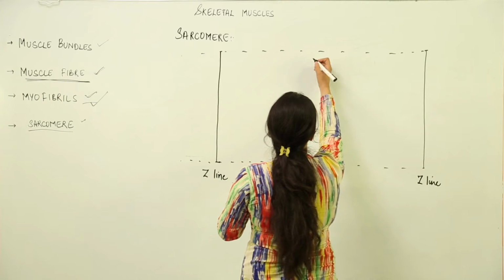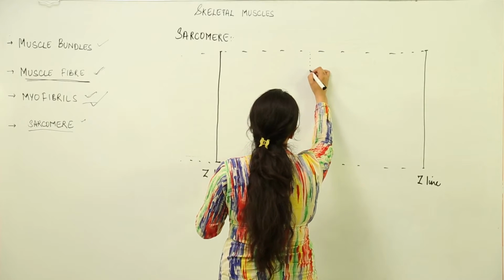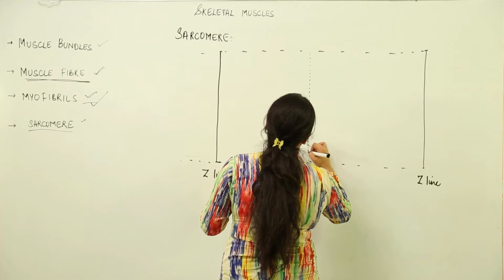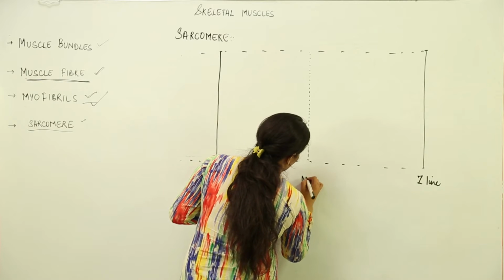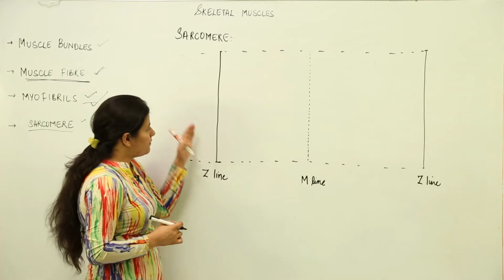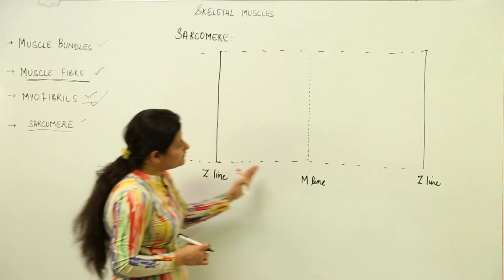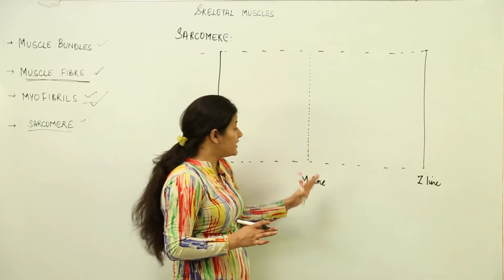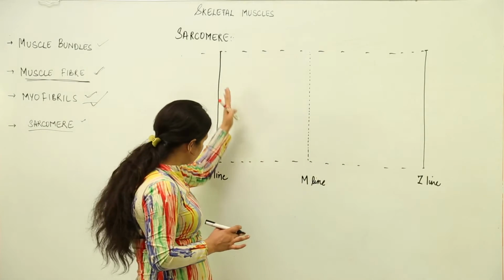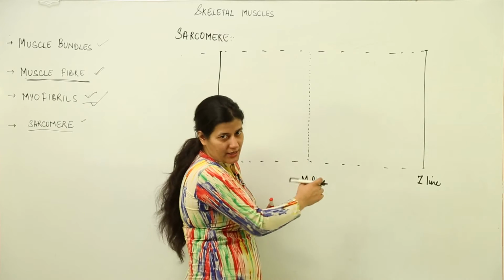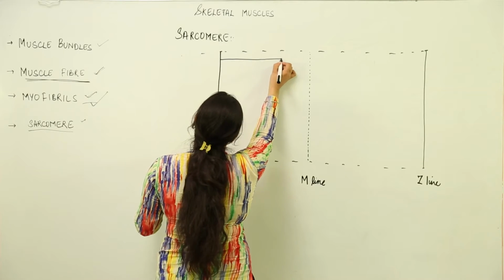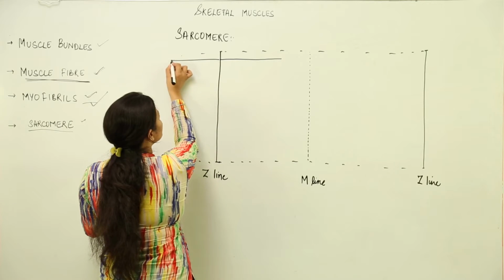Right in the middle of the Z lines lies another membranous separation that is known as the M line. There are two Z lines which separate a unit. This is the functional unit of the skeletal muscle, separated from the other unit by two Z lines. So, the Z line is the separation point. Right in the middle lies the M line, and to the Z line is attached the actin filament that is light and isotropic, like this.